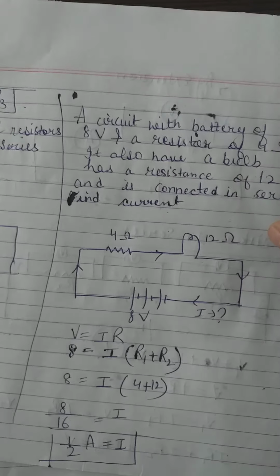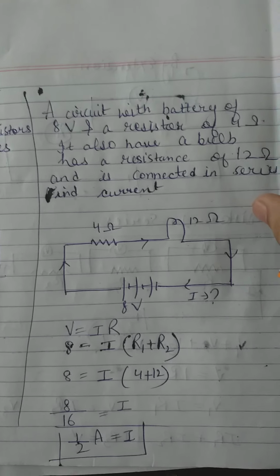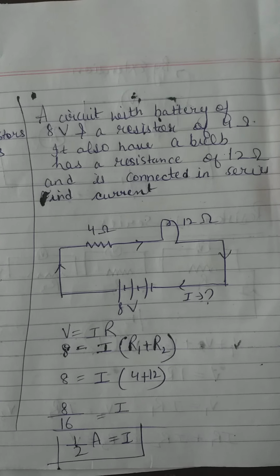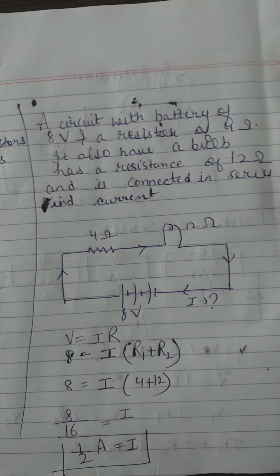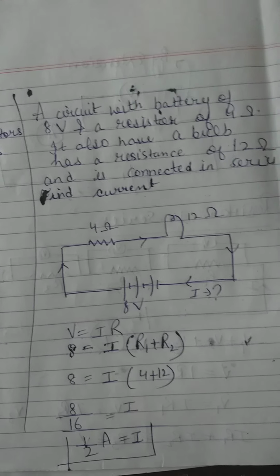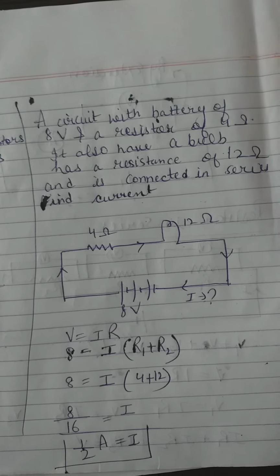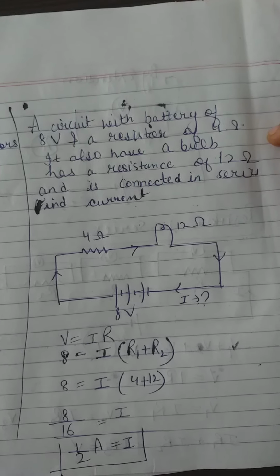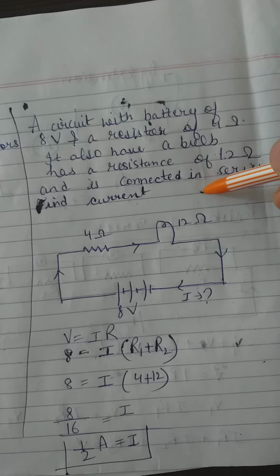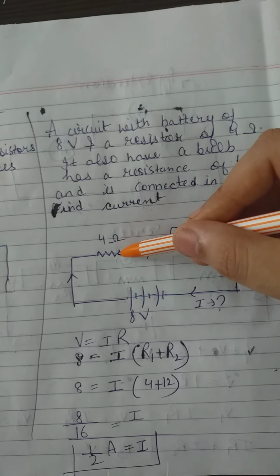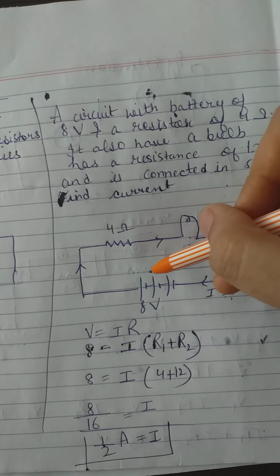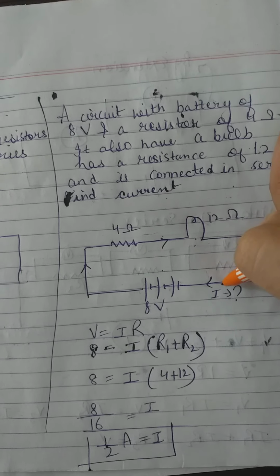Now move to the next numerical. In a circuit with a battery of 8 volt, battery कितना voltage carry कर रही है, 8, and a resistor of 4 ohm. It also has a bulb with a resistance of 12 ohm. Please note, if any device is connected, it also applies some resistance. So it has a resistance value of 12 ohm and is connected in series. Find out the current. The bulb is connected in series to our resistor, which means in the same line. There is a potential difference of 8 volt. So you have to calculate the current.